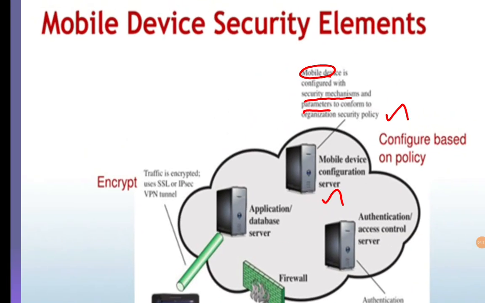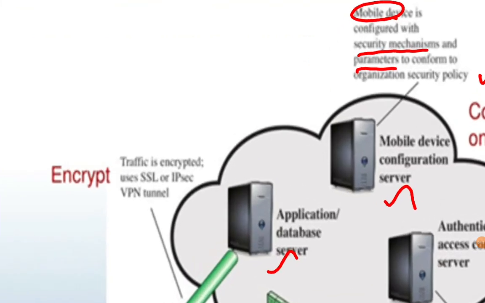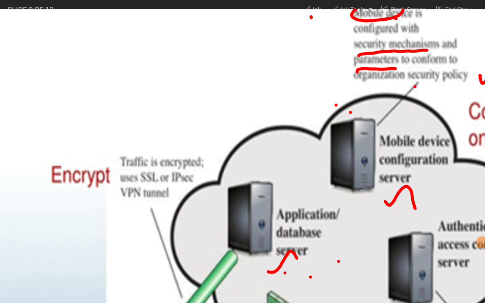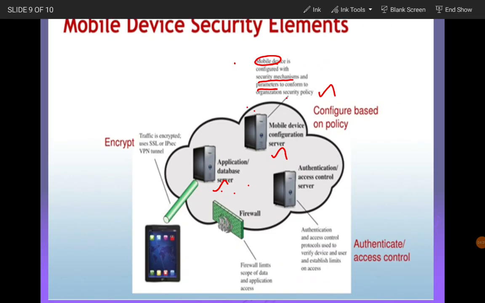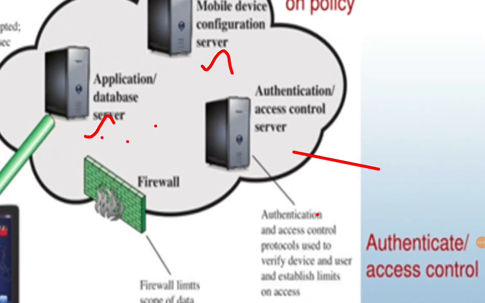The second one is the application or database server. The data is encrypted using SSL or IPsec. Already I told you. And the next component is the authentication or access control server. The authentication and access control server uses several protocols, and it is the main component used to verify the device and the user.